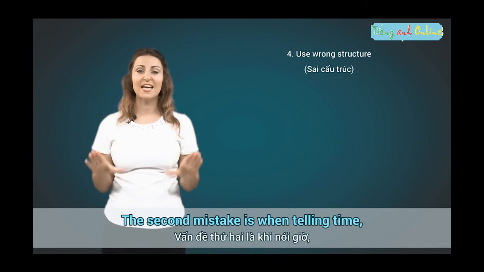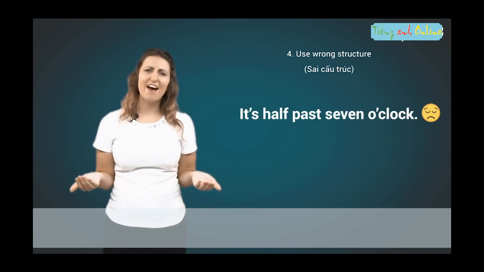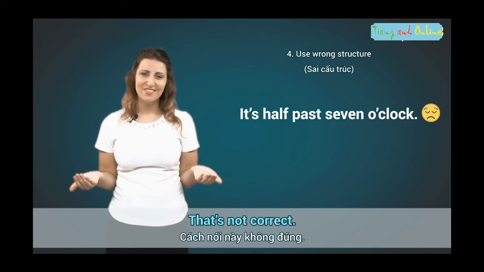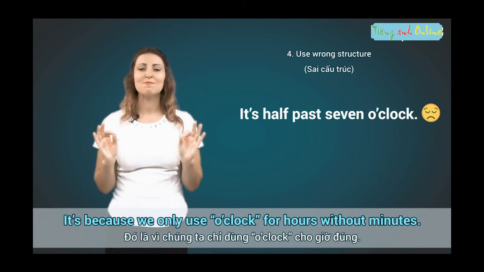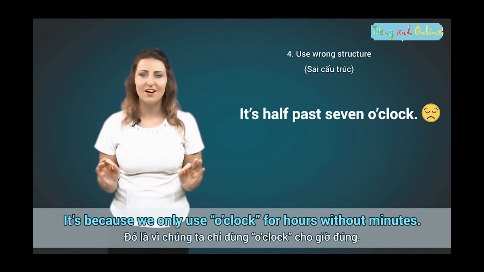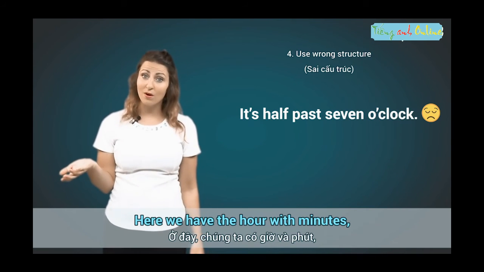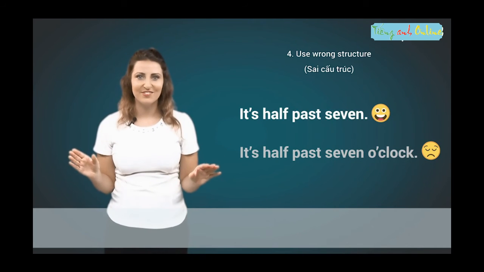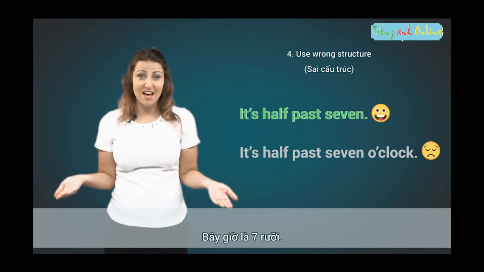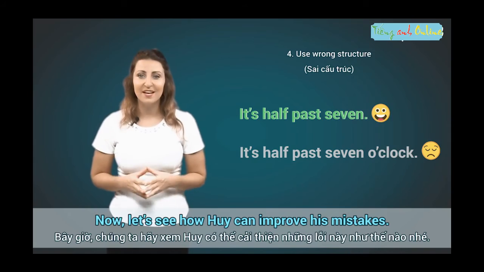Nice. The second mistake is when telling time, Hui said, "It's 7:30 o'clock." That's not correct. Do you know why? It's because we only use o'clock for hours without minutes. Here, we have the hour with minutes. So we just say, "It's 7:30." Now, let's see how Hui can improve his mistakes.